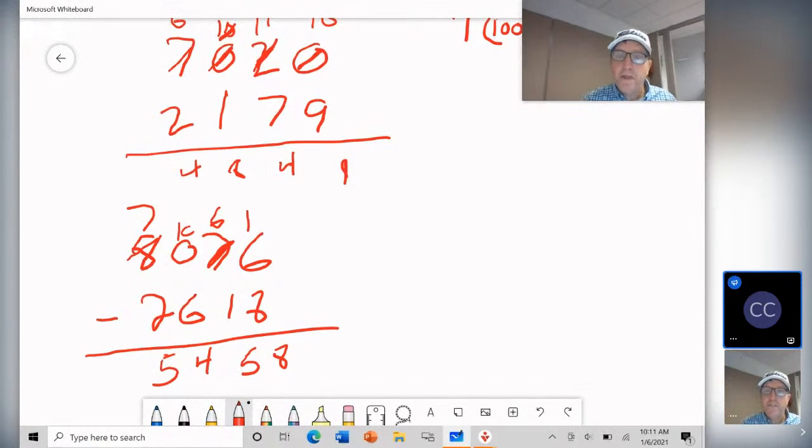So if you think of borrowing in terms of money, sometimes that makes it a little bit easier for you, because you're just moving like the $10 bill and you're breaking it down into ones in that far right column, or you're borrowing from the $10 bills, or you're borrowing from the $1,000 and $100 bills.